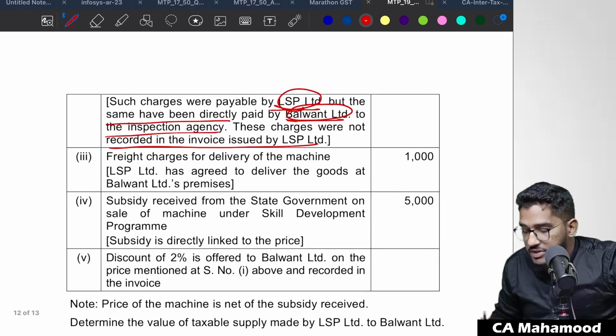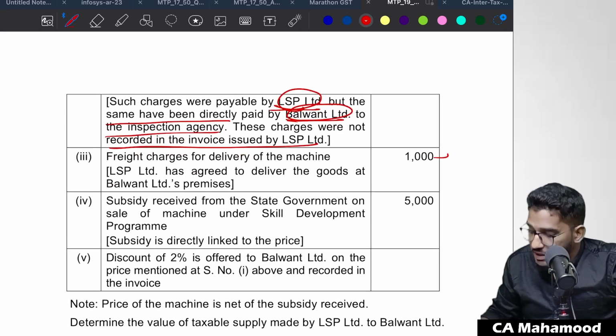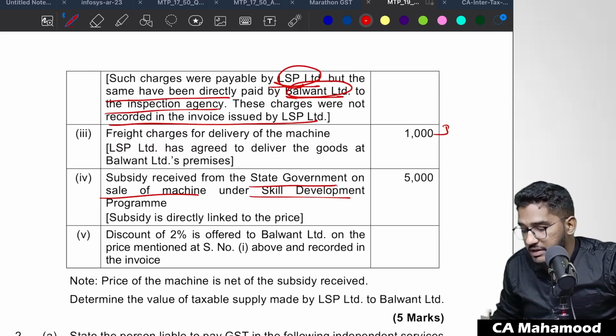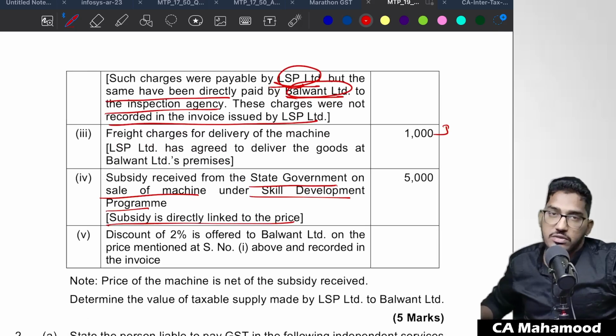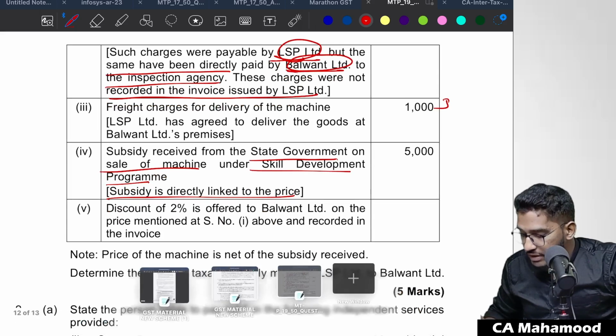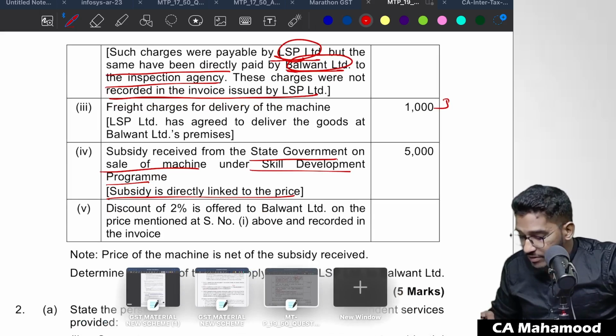Next one. Freight charges for delivery of the machine. LSP Limited has agreed to deliver the goods at the Balwant Limited premises. So will that delivery charge be added? Yes, even the freight charges will be added. Now, subsidy received from the state government on the sale of machine under skill development program, subsidy is directly linked to the price. So we have read one provision that subsidy has to be added to the value of supply. But there we have also seen an exception.